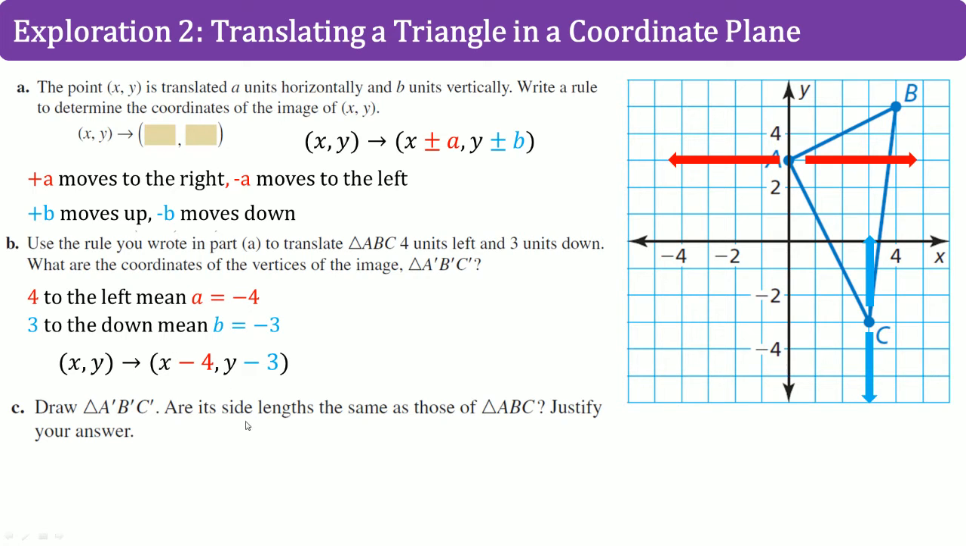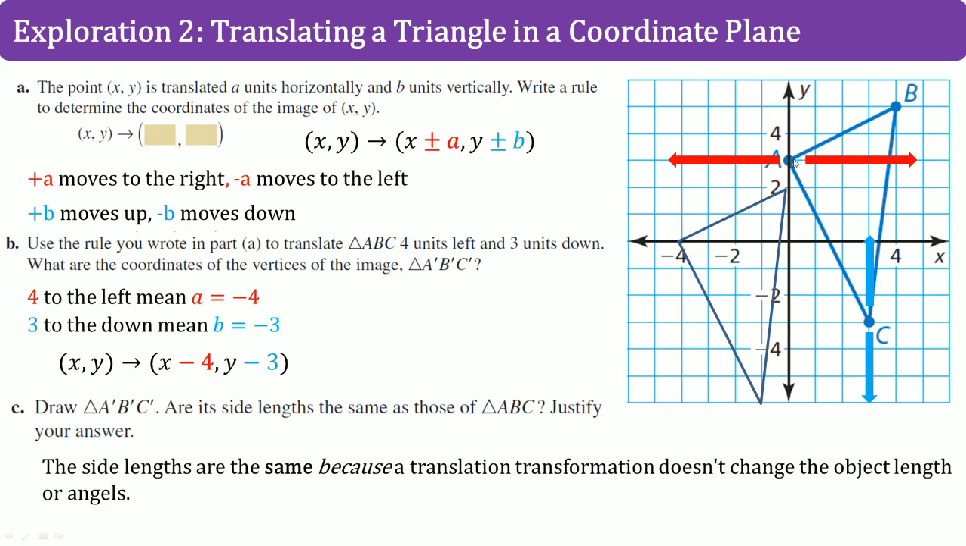Lastly, you're just going to draw it. So as soon as I move it 3 units down, 1, 2, 3, then 4 units to the left, 1, 2, 3, 4, it goes right here. Notice that the lengths are the same, and the angles are all the same. The side lengths are the same because a translation transformation does not change the object's length or angles.